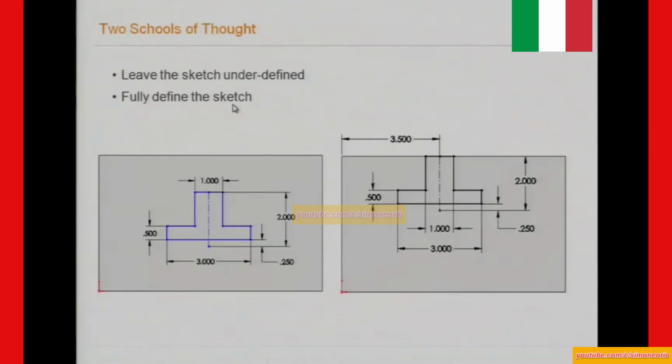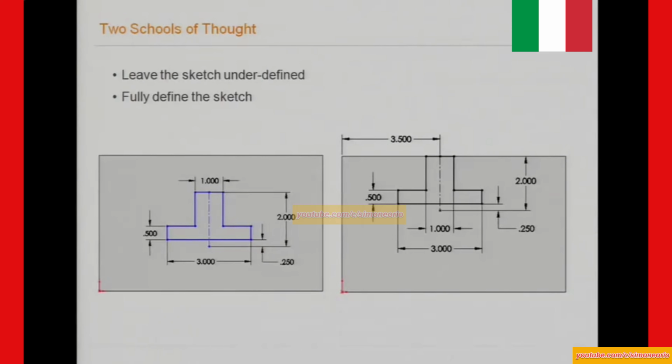There are two schools of thought concerning the placement of these library features. One, leave the sketch underdefined with no references at all to the geometry outside of it, and then when you insert it, edit the sketch then to locate it. Second school of thought is fully define your sketch so it has references to the rest of the part, and then use those references when you insert it. Now, I'm going to go over both of these methods.